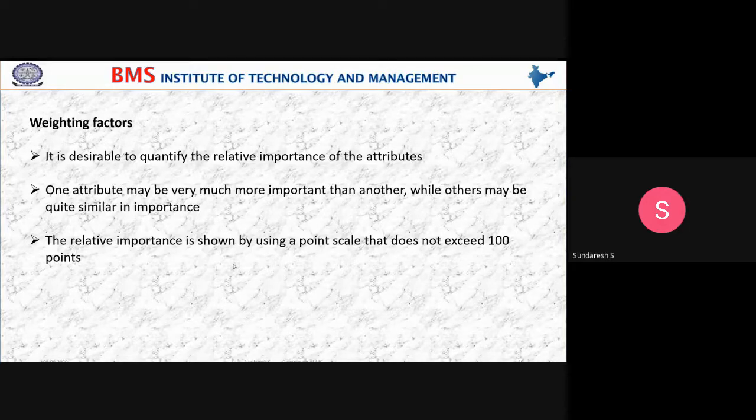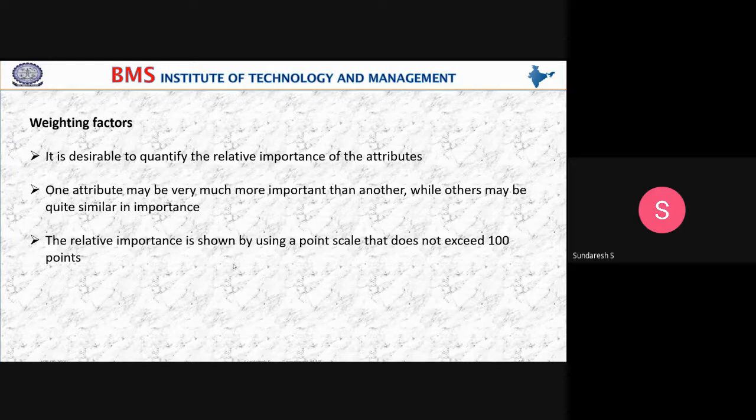These attributes are very important to quantify their relative importance, because it is desirable. One attribute may be very much more important than another, while others may be quite similar in importance. So when you are providing weighting factors, you have to select the important attributes which are very much more important than another. That way you segregate the properties of the materials, while others may be quite similar in importance also. That's what they say.